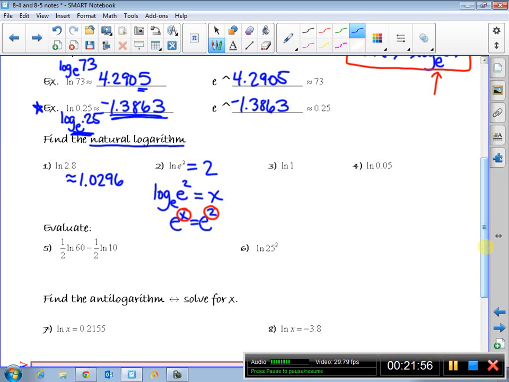Try the ln of 1. ln of 1, log of 1. Whenever you have 1, remember, you're asking what exponent goes on e that gives me 1. So it is indeed 0.